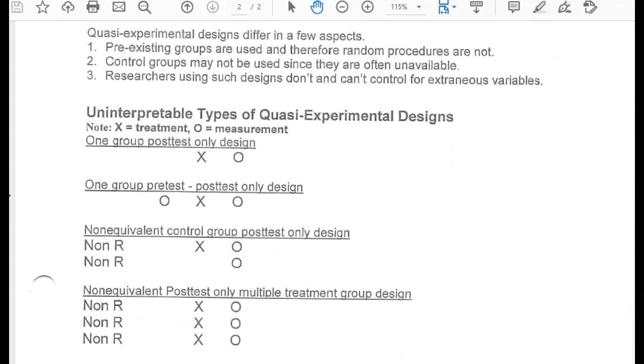So let's get started. First, one group post-test only. Here we have those O's again. The O is when you measure somebody, test them, give them the survey, whatever you're doing, and the X is the treatment or the intervention, what happened to them. So the first one is the one group post-test only design. What do you have going on here? Something happens to the people and you measure them afterwards.